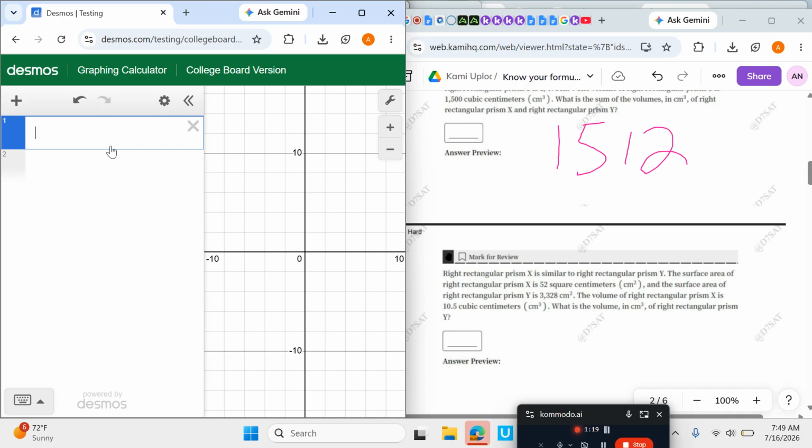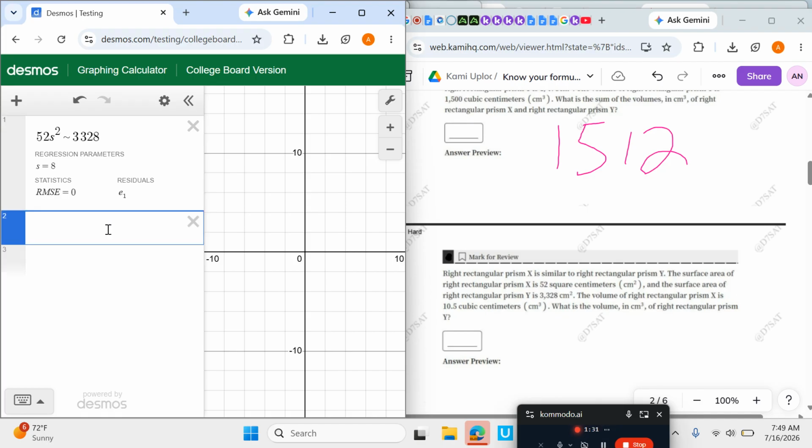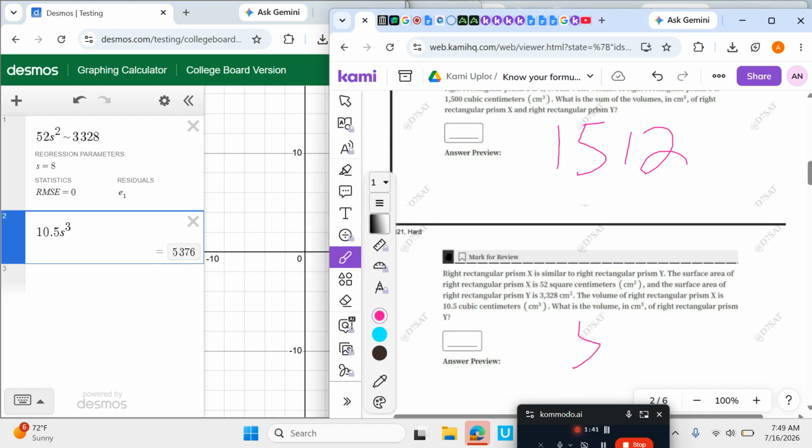So we have ratio of surface areas. Again, 52s squared is equal to 3328. So I have my scale factor. And then I'm just going to do 10.5. I'm going from big to small. So I just do s cubed. There we go. You see how easy this is? 5376.